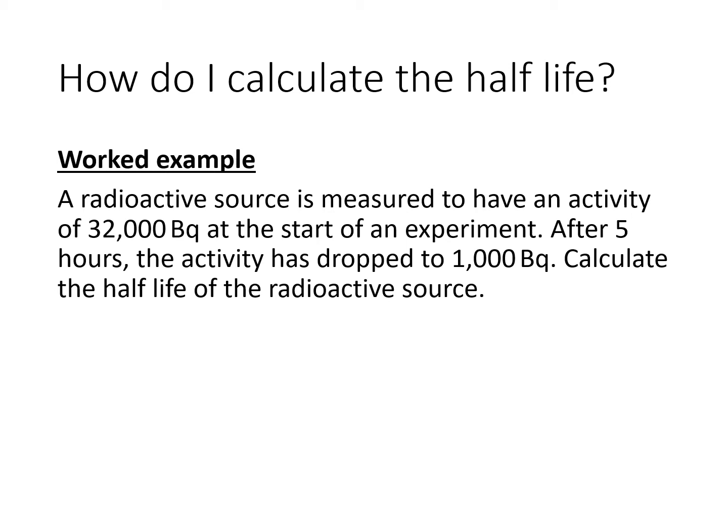The easiest way I would argue to do this is just to sketch out the life of what's happening. I start by writing down 32,000 becquerels because that's where the radioactive source starts. I then draw a little arrow, and that represents my first half-life. So it undergoes one half-life, and if the activity is halved, then the activity is now going to be 16,000 becquerels.